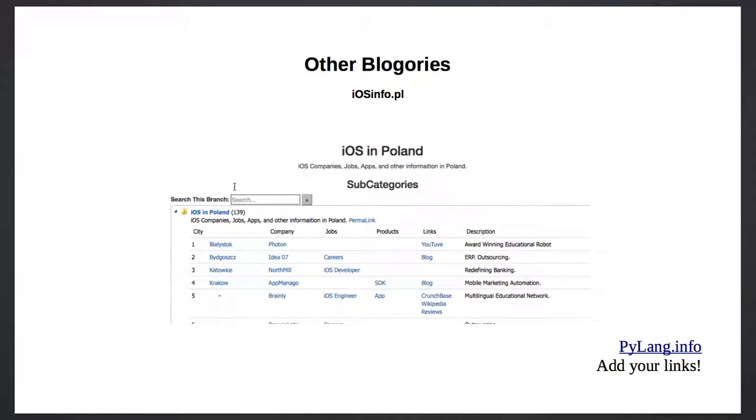There's another one that I'm building, which is all the iOS companies in Poland. It's growing rapidly. Soon it's going to spread to be a database of all the iOS companies in Europe. It's structured as a table. People find tables much easier to use than trees. If you're looking for Polish iOS developers, I know lots of them.